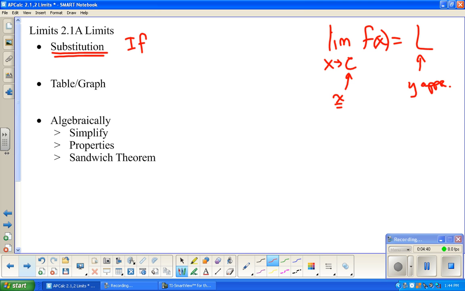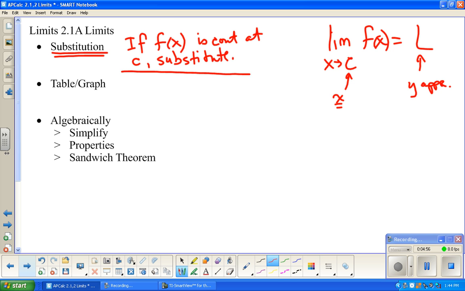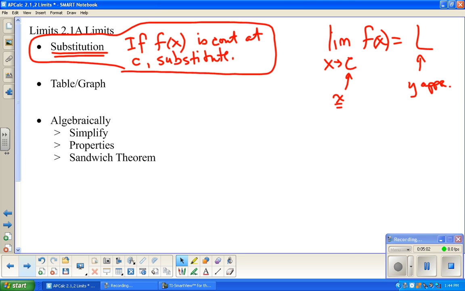Okay? So if f of x, whatever this function is, is continuous at c, you can just substitute c in and actually get a value. So that's kind of cool. There are tons and tons of types of functions that this would work for.